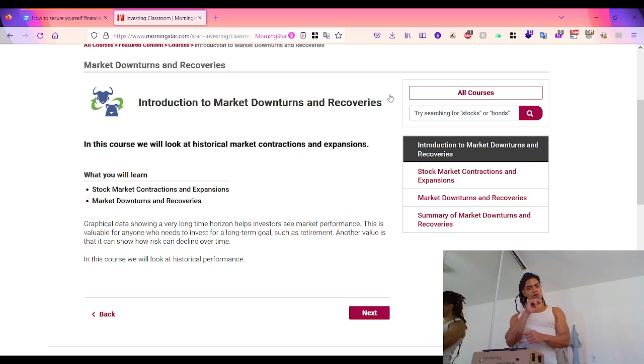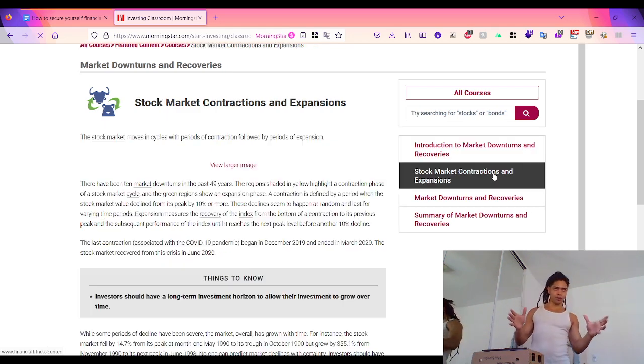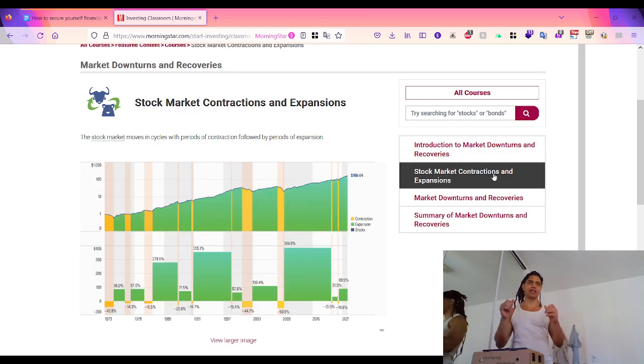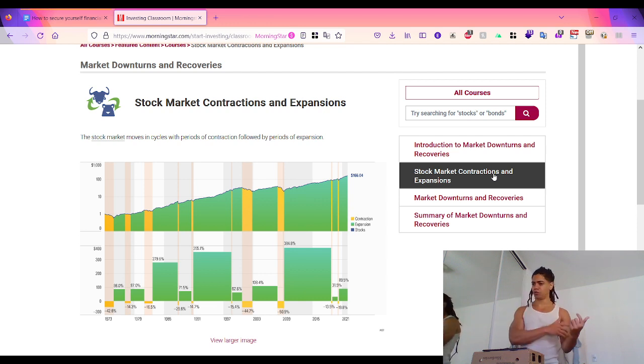And also looked at over time how risk decreases. Okay. So I look at the stock market contraction and expansion over the last 49 years. There have been 10 market downturns from 1973 to 2021. All of this data is from Morningstar.